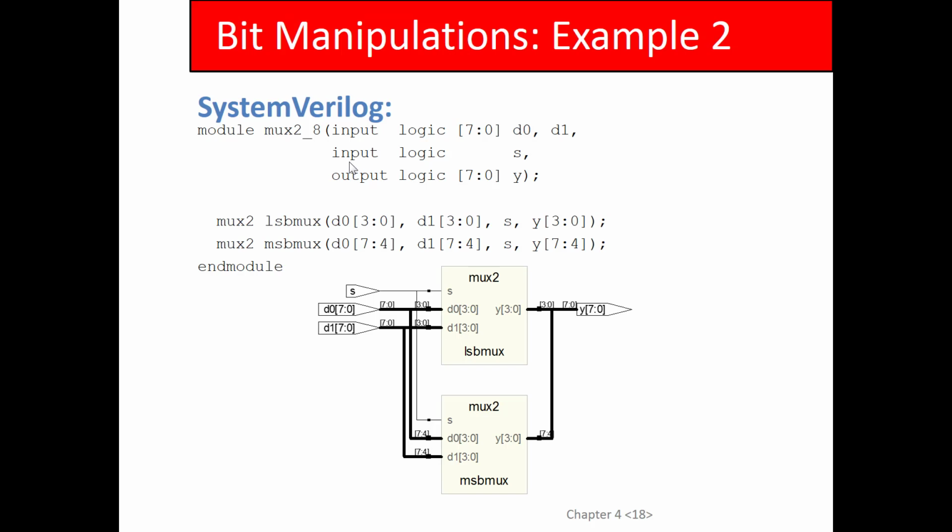But notice that the select is the same for both, right? So this select is just 1 bit because it's a 2-input mux, but it's used for both of these. You can see that here: the select comes in to this one, and it fans out and goes into the other one. So the select is common. But the inputs are 8 bits, so I steer 4 of the bits into one mux and 4 of the bits into the other mux. And likewise, the output of the mux is also 8 bits, but the 4 least significant bits come from this submux, and the 4 most significant bits come from this submux.